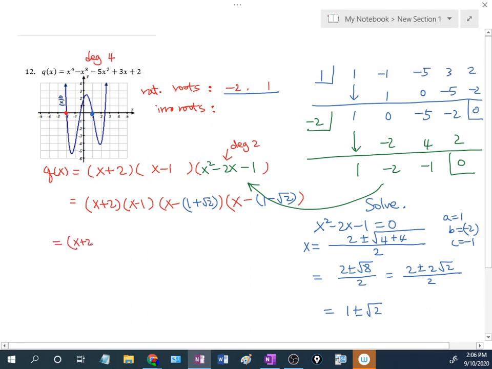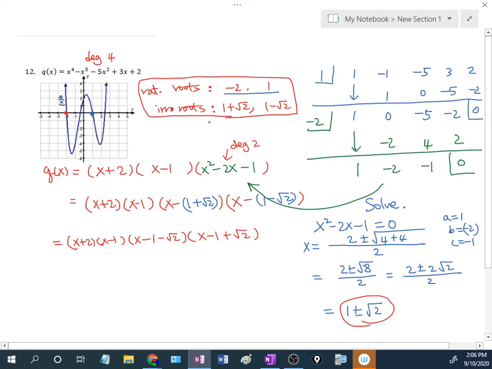And x plus 2, x minus 1, 2 factors. And next one, you will distribute this negative to get rid of this inner parenthesis. So you can have x minus 1 minus root 2 as one linear factor. And the other can be x minus 1 plus root 2 as another linear factor. And those are the solutions, okay? So I can use 1 plus root 2 as one solution, 1 minus root 2 as another solution, and we have 4 real solutions on the graph.